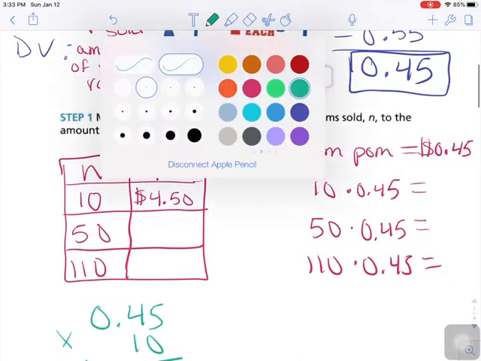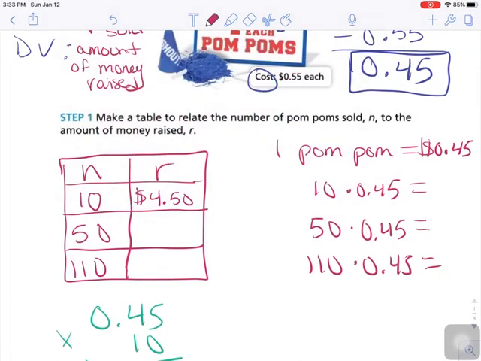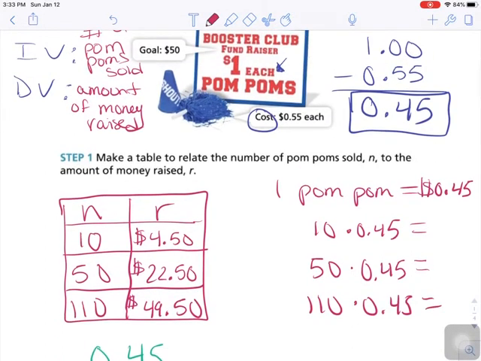All right, so if we sold 50 pom-poms, we would make how much? We would make $22.50. And if we sold 110 pom-poms, we would make $49.50. So now you guys can kind of see that relationship between how our independent variable is impacting our dependent variable. The more pom-poms we sell, the more money that we make, and we have to sell pom-poms to begin with to even make a profit there.